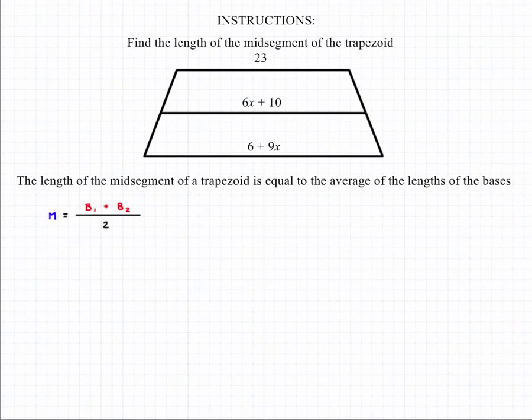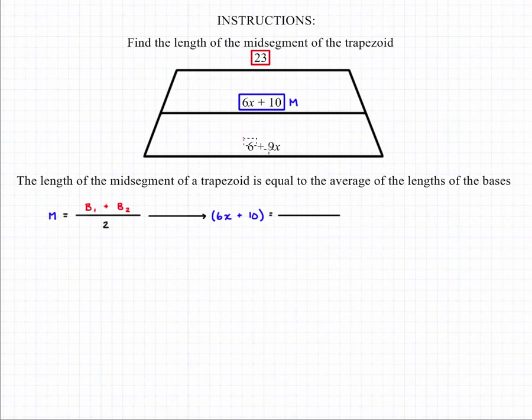In order to solve this problem, we first need to remember that the length of the midsegment of a trapezoid is equal to the average of the lengths of the bases. So here we're going to have to solve for x and then plug that value back in order to find the length of the midsegment that we're asked for.